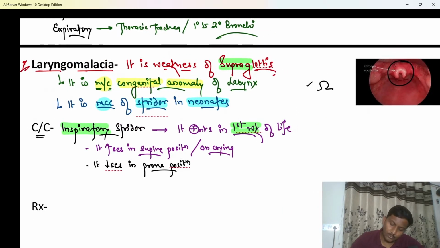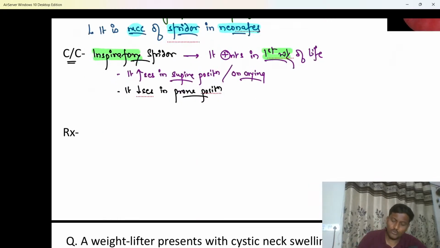यहाँ पे दिक्कत कहाँ थी? Supraglottis में थी ना. Voice is not produced by the supraglottis. Voice is produced by the glottis. That is your true vocal cord. True vocal cord या glottis में कोई दिक्कत है क्या? नहीं है बेटा. That is the reason the cry sound of the baby is going to be absolutely normal बच्चे.